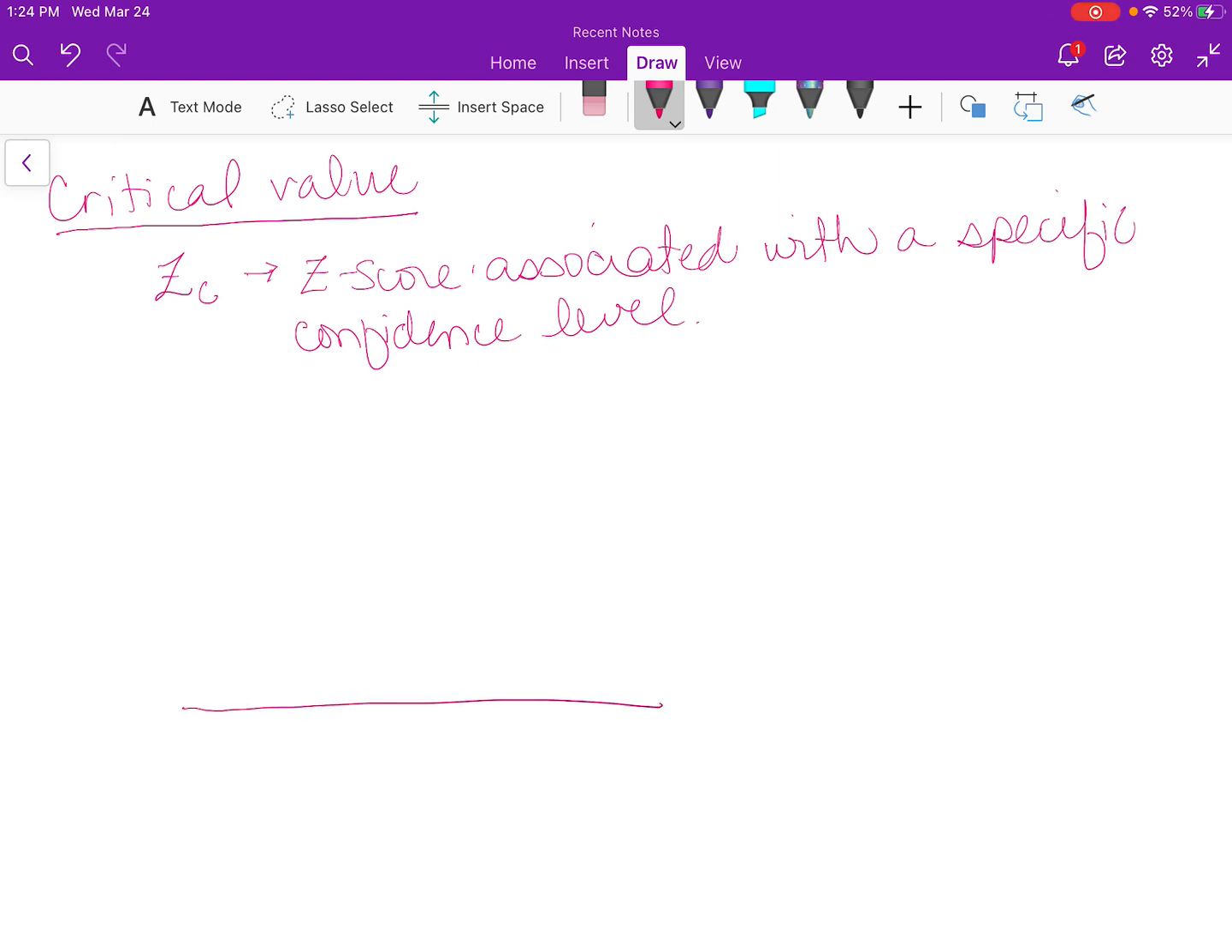So if I were to look at the normal curve, and this is going to go back to section 5.3 from the last chapter, and I want to look at where 90% of the data would fall.